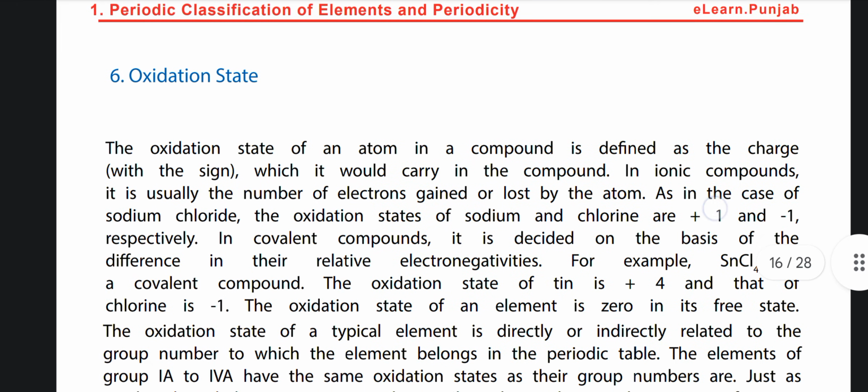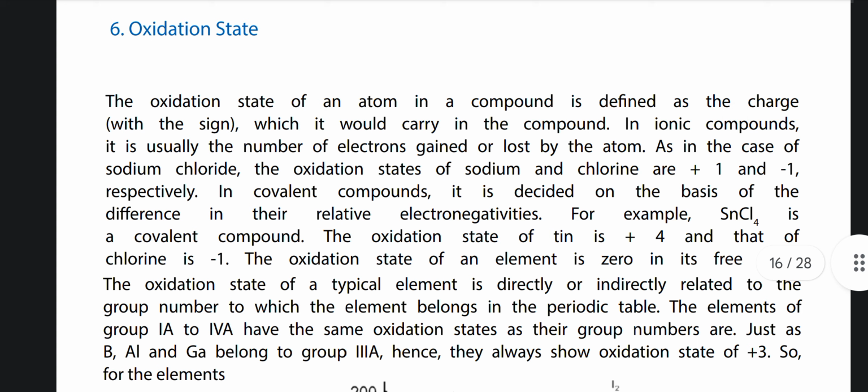6. Oxidation state. The oxidation state of an atom in a compound is defined as the charge, with the sign, which it would carry in the compound. In ionic compounds, it is usually the number of electrons gained or lost by the atom. As in the case of sodium chloride, the oxidation states of sodium and chlorine are +1 and -1, respectively. In covalent compounds, it is decided on the basis of the difference in relative electronegativities. For example, stannic chloride is a covalent compound. The oxidation state of tin is +4 and that of chlorine is -1.